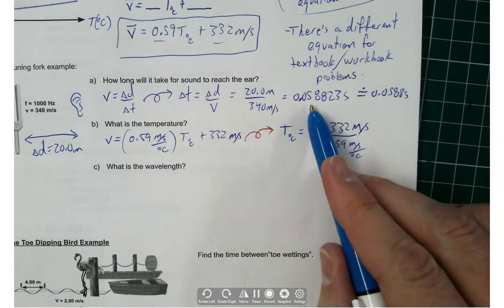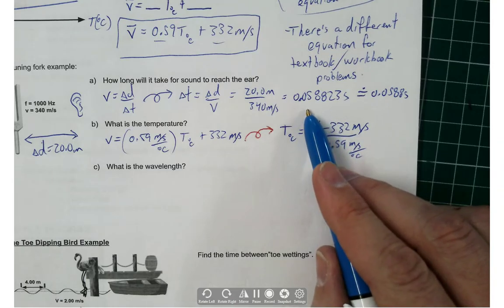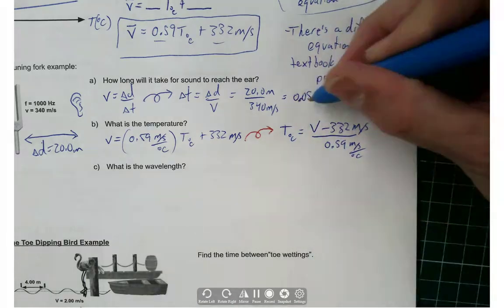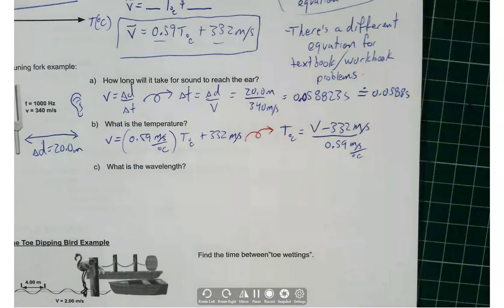0.0588? Yeah, that's what I wrote. Yeah, I think I said 0.5 and I wrote 0.05. Yep, you got it.